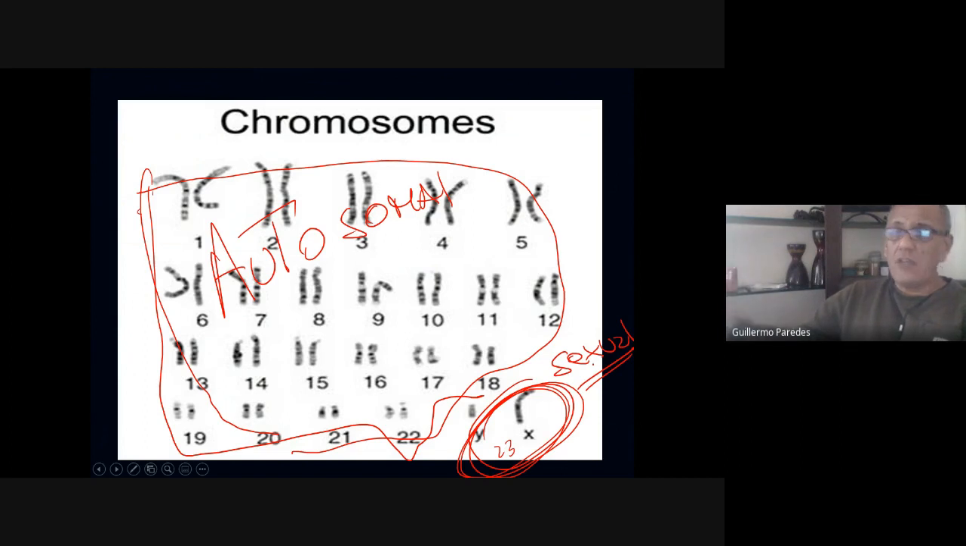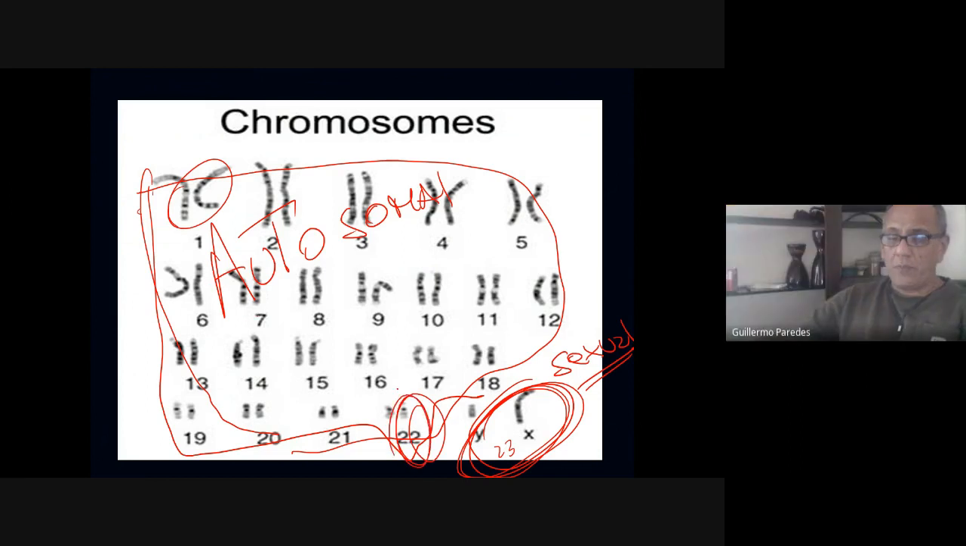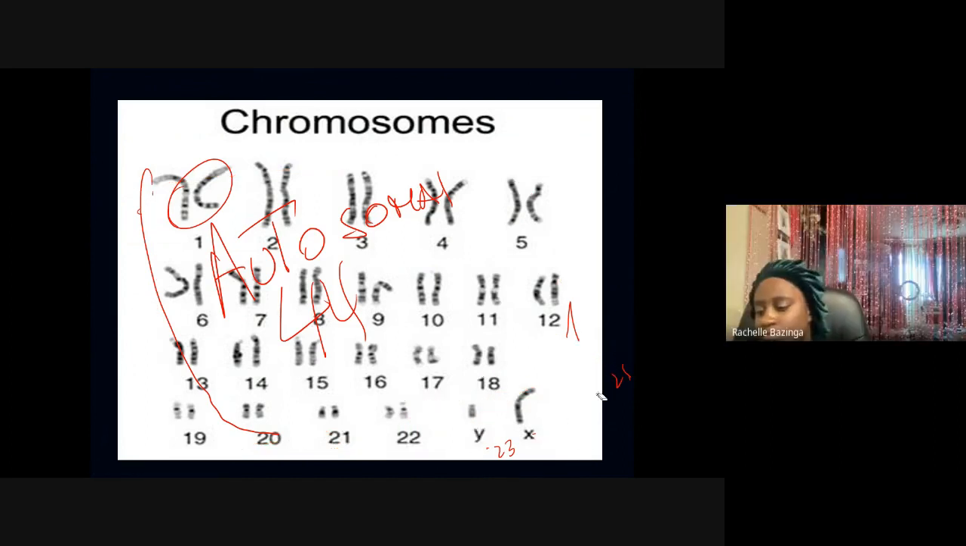So that's why you need to remember at this moment the division of the chromosomes. Autosomal, from pair number 1 to pair number 22, gives us 44 chromosomes, plus one sexual pair, which is going to be XY or XX. Those determine the gender of the individual. Can you hear me?